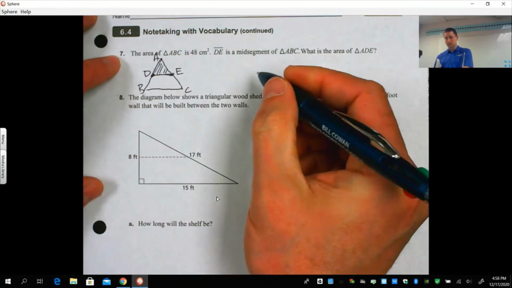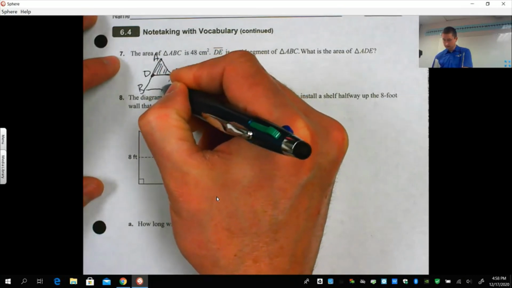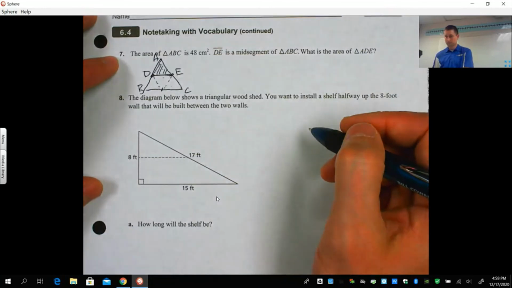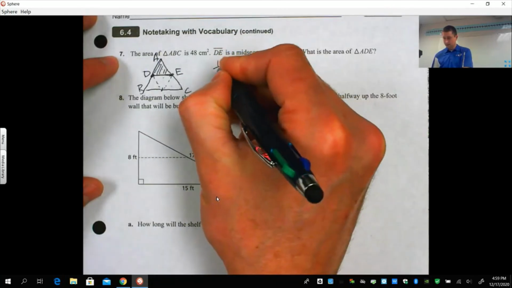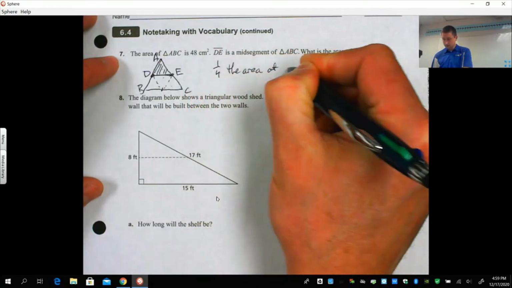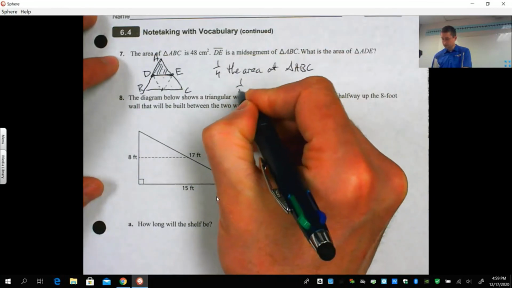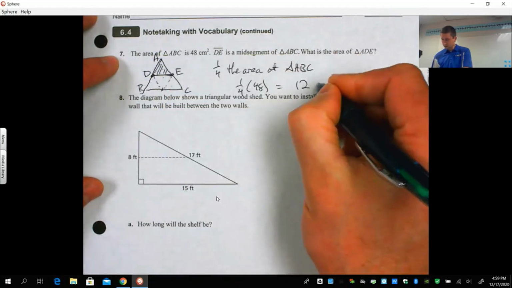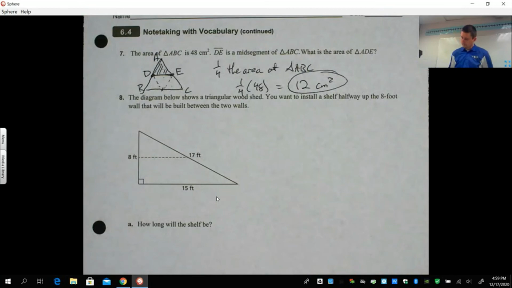Okay. Now remember when we drew those midsegments, if I draw one down here, I had 4 triangles of equal area. So that makes triangle ADE 1/4 the area of triangle ABC. So 1/4 times 48 would be 12. We have a label, square centimeters. So 12 square centimeters. 1/4 of it.